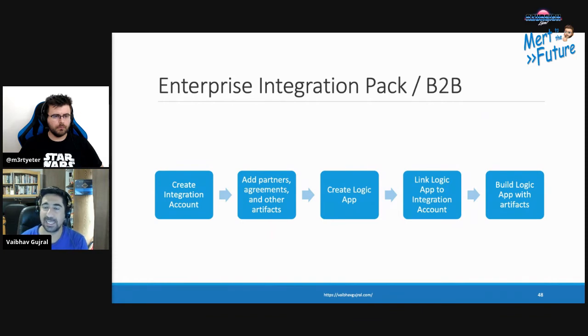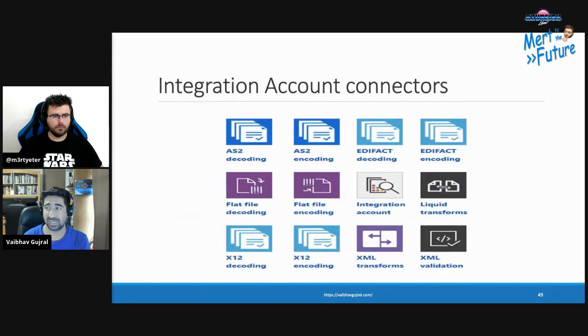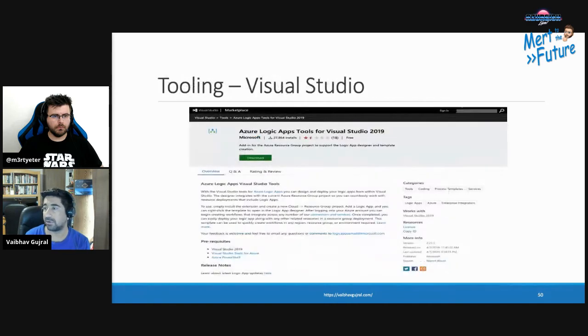For B2B or enterprise integration scenarios, you can implement your workflows through logic apps as well. You can create what is known as an integration account, then add different partners, agreements, and artifacts to your integration account. You can then create your logic app, hook it up to your integration account, and build your logic app with the artifacts. If you have come from a B2B background, you will understand how this process works. It's pretty straightforward. These are some of the integration account connectors supported by logic apps that you can utilize for your enterprise integration or B2B scenarios.